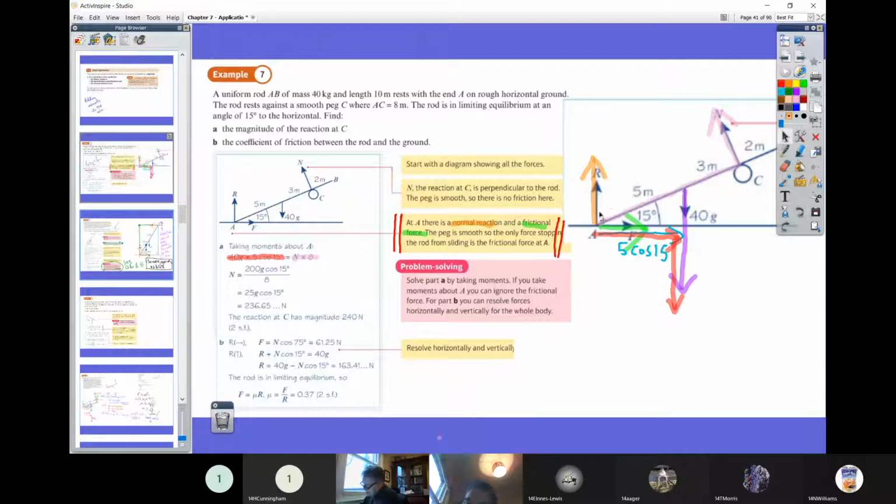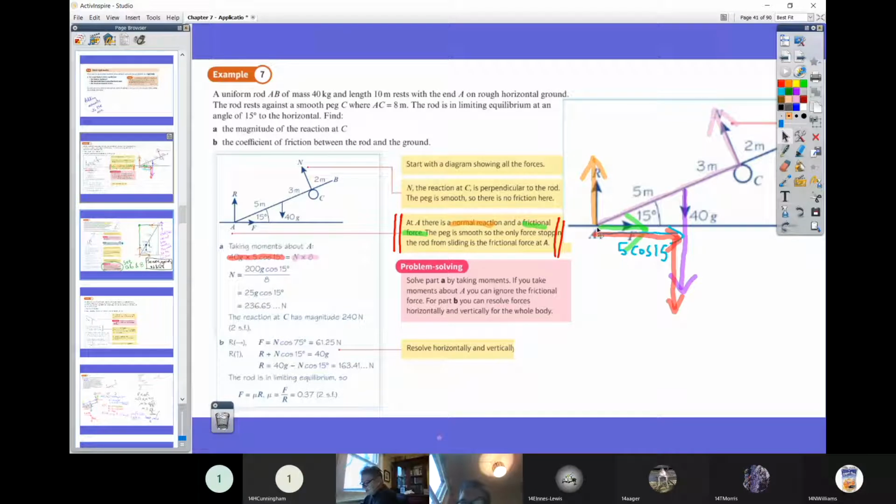That pink moment is quite easy, because that's literally already at 90 degrees. That's already at 90 degrees taking moments about A. But that was my first point I wanted to make on example 7.